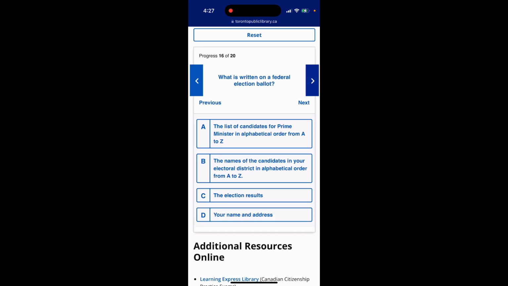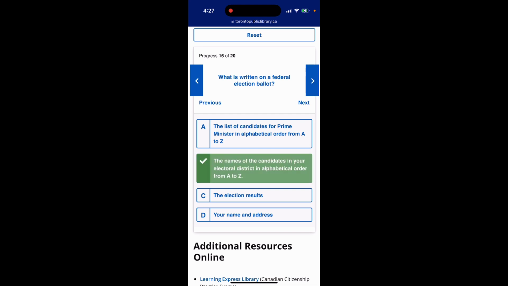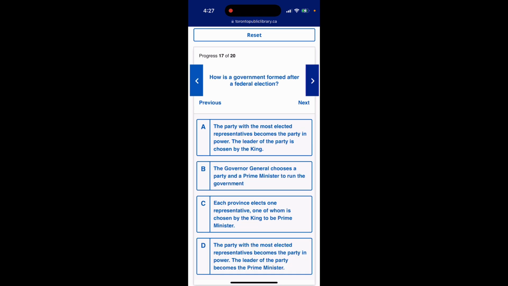Question 16. What is written on a federal election ballot? Option A, the list of candidates for Prime Minister in alphabetic order from A to Z. Option B, the name of the candidates in your electoral district in alphabetic order from A to Z. Option C, the election results. Option D, your name and address. The answer is option B, the name of the candidates in your electoral district in alphabetic order.